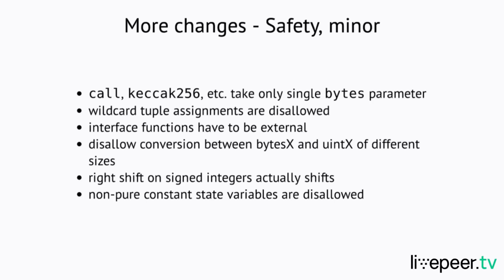Call had some very, very weird edge cases, and if you don't know all of them, then it's kind of not predictable what it will do. So we try to remove all that and change call so that it only takes a single bytes parameter and just uses that as the call payload. And you can then use the ABI encode functions to generate this payload. Tuple assignments had some.